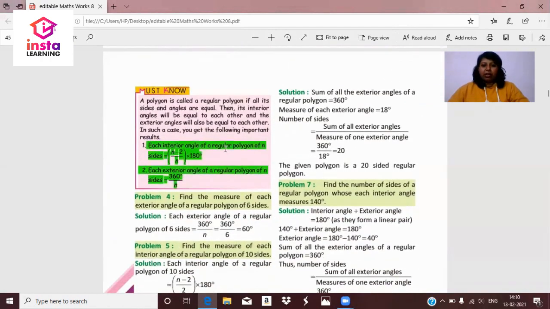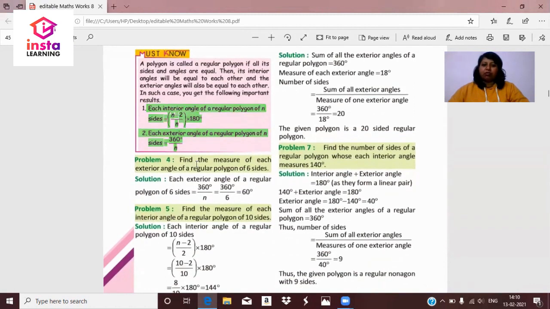Each interior angle of a regular polygon of n sides will be n minus 2 upon n into 180 degree. You can find it using this formula. Exterior angle of a regular polygon of n sides will be equal to 360 degree upon n.